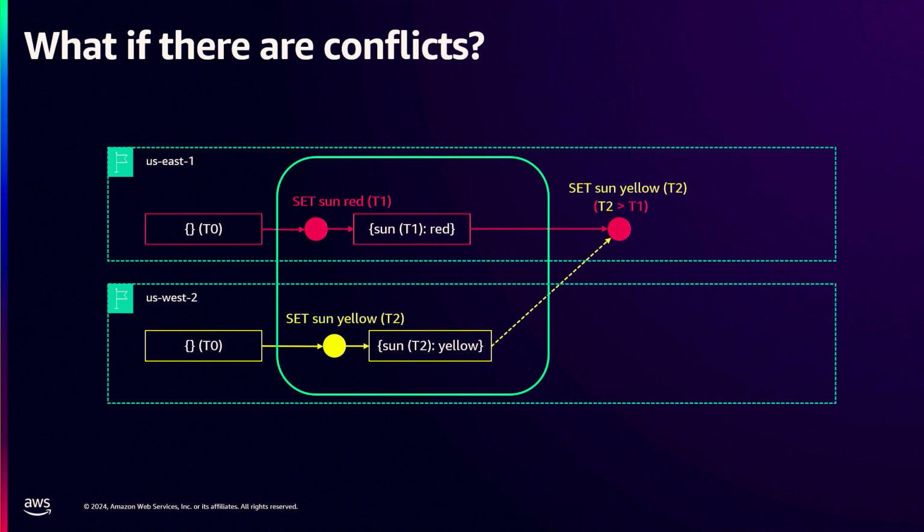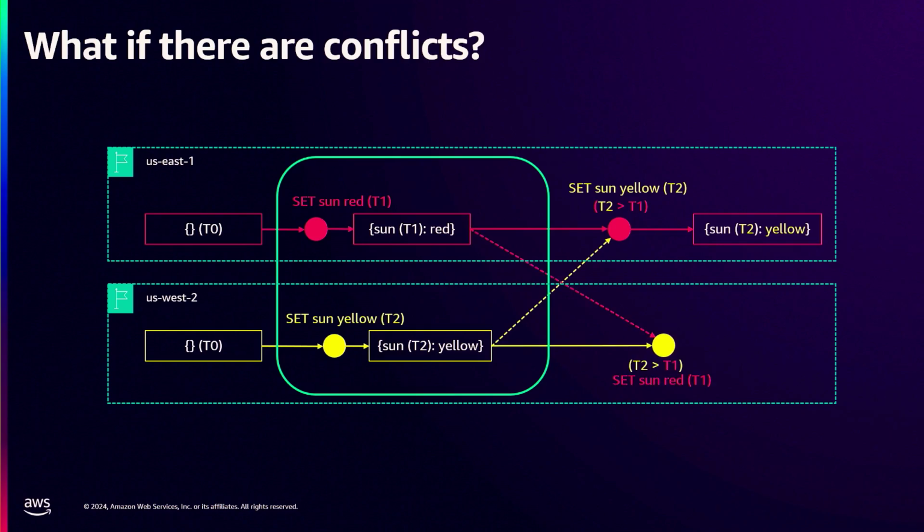So I'll go a bit slowly. US East 1 has the value red for the key sun. That was updated at time t1. And then when we replicate, we receive the command sun yellow that was executed at time t2. Here we see that t2 is more recent than t1, and we favor the last update. We favor newer data that has been updated. So what that means is when the region processes that data, we'll change the value red to yellow because we favor the most recent data. This technique is called last writer wins.